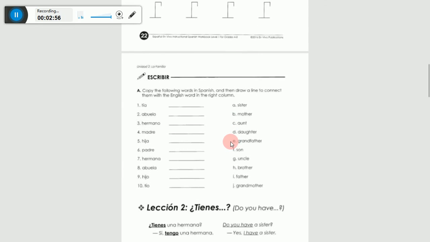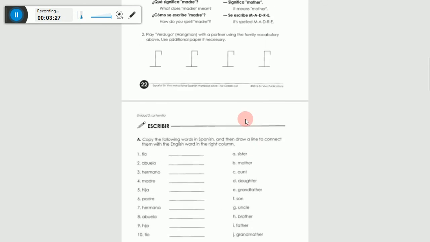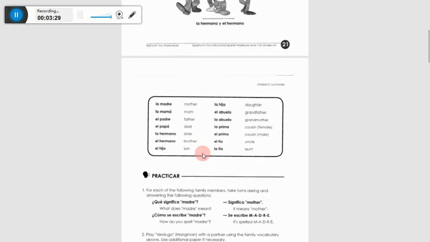For page 23, I'm going to change the directions a little bit because it says to copy the Spanish word and then draw lines to match to the English. But I think we know that it gets messy sometimes, so I would rather you write the letter for the answer on the line. For example, tía means aunt, so you find aunt, which is C, and we would write the letter C on the line. All of these vocabulary words are from the previous page.